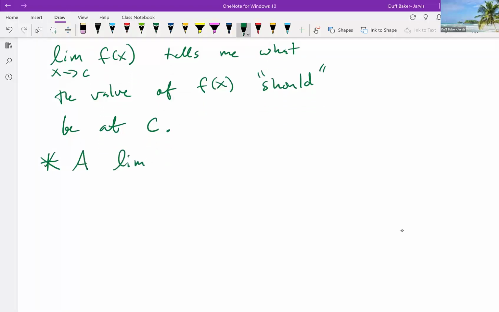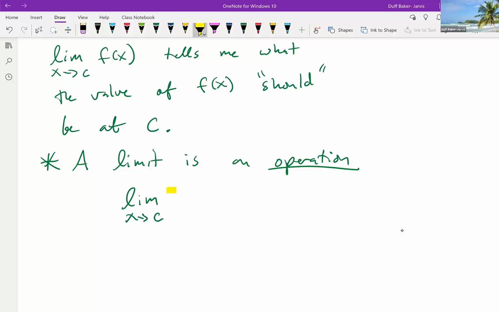So it's an operation. So it's like squaring something or taking the square root of something. It's that sort of operation. It's something you do to functions, right? So if I have the limit as x approaches c, then there are various things I could put here. I could put different functions in this yellow spot, and for each function I put in, I could potentially get a different answer out, right?